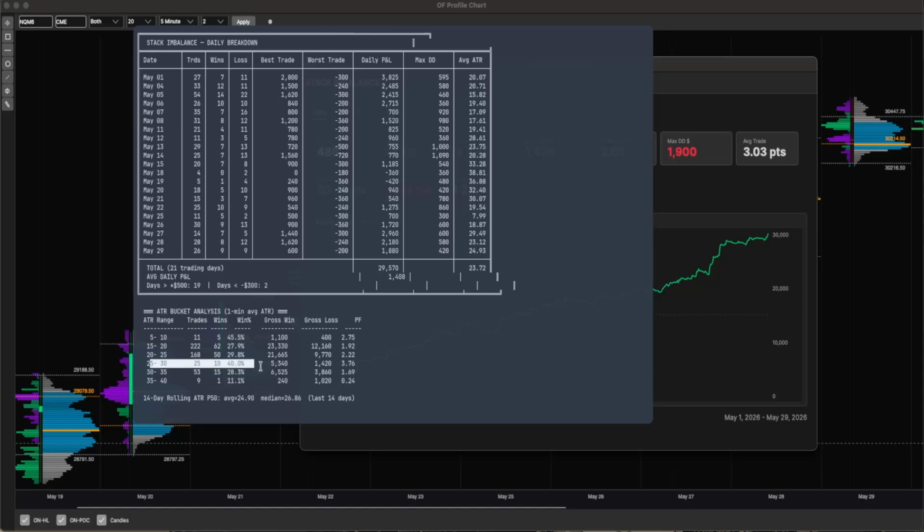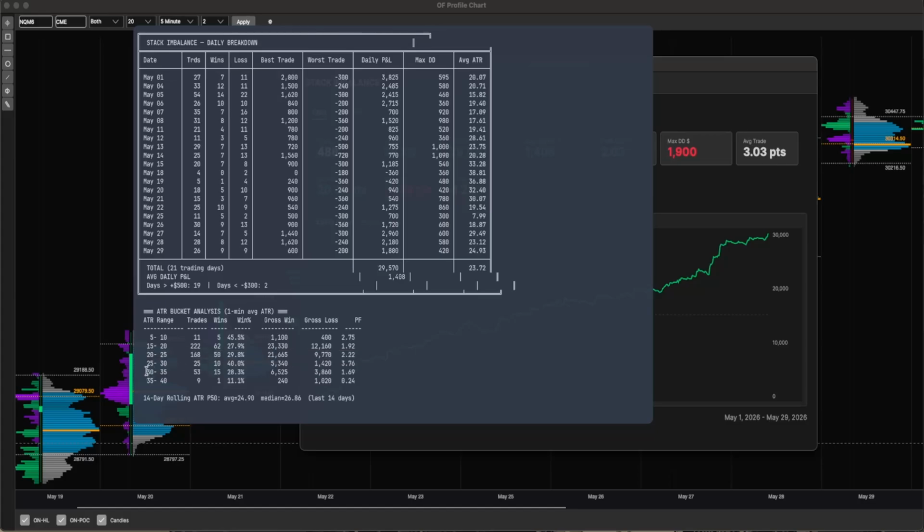Awesome. 25 to 30. Look at that. Profit factor of 3.7. That right there is the sweet spot. 25 to 30, but you only have 25 trades. Okay. Really, the sweet spot is right here between 20 and 25 ATR. 168 trades, 30% win rate, profit factor of 2.2, 21,000 win, 9,000 loss. Okay, this is looking really good.